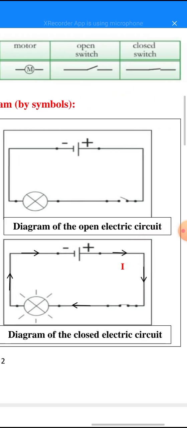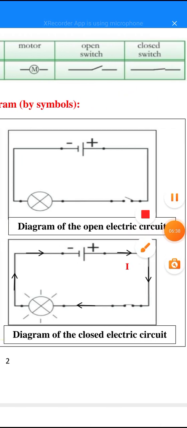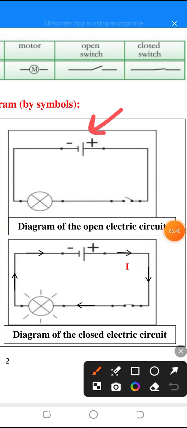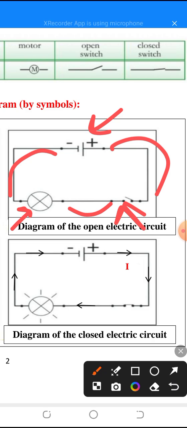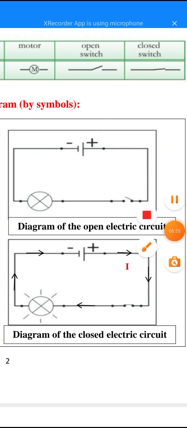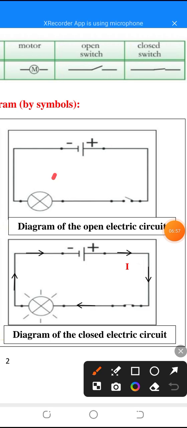So look at the diagram of the open electric circuit. Here's a dry cell, minus and plus. Here is the lamp, and here is the open switch, and they are connected by 1, 2, 3 connecting wires. And in this case, the lamp doesn't glow because the electricity cannot pass since the switch is open.